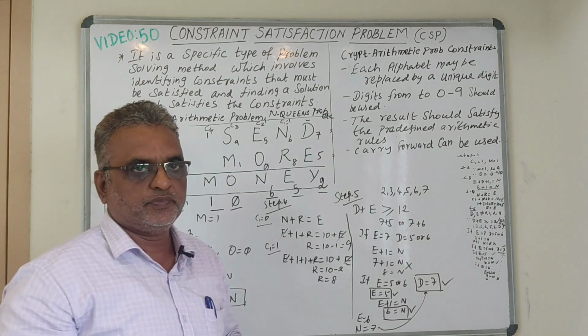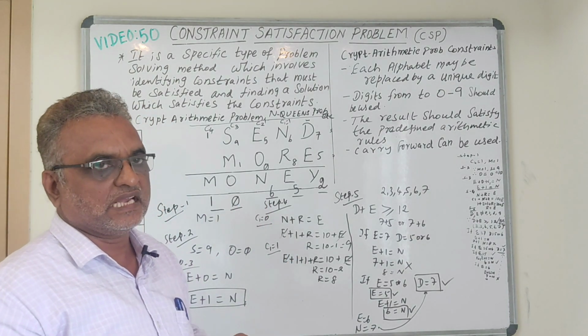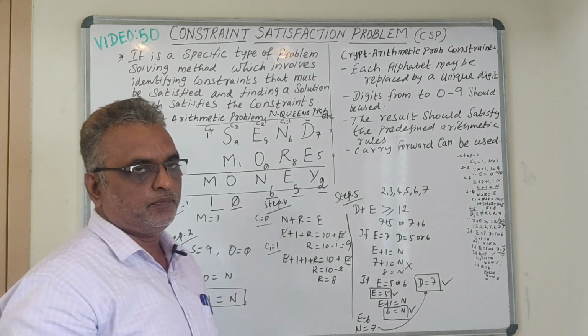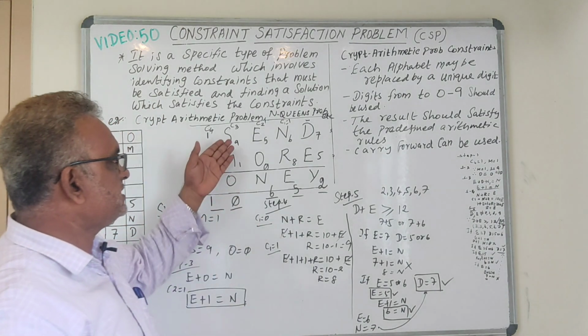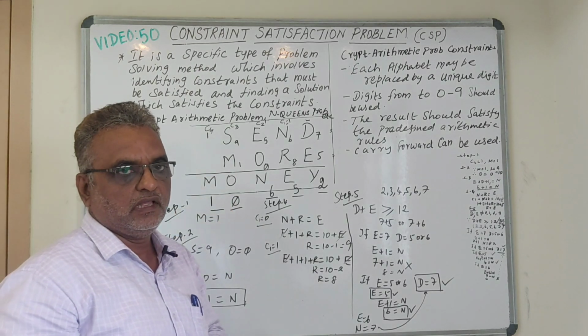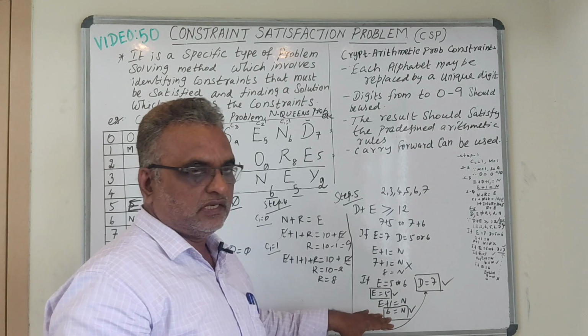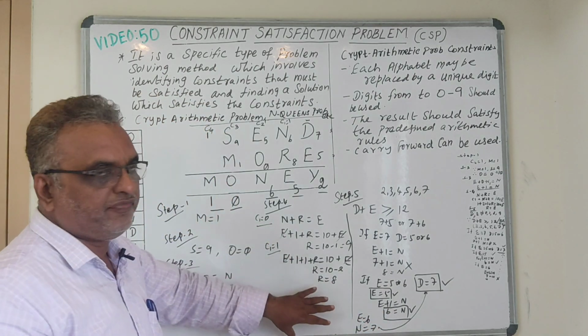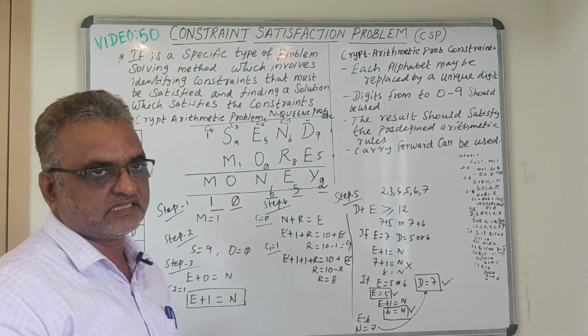So in this video we discussed what a constraint satisfaction problem is. I gave the example for a constraint satisfaction problem, that is the SEND MORE MONEY cryptarithmetic problem, and we got the results, and also we verified whether the solution satisfies the given constraints.